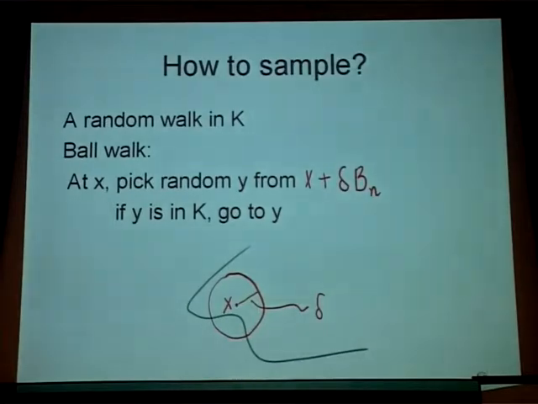So the ball walk is at a point x, you consider a ball of a fixed radius delta, and pick a point randomly in that ball. If the new point is in the set, which is exactly the type of query you can make, then you go there. If it's not, try again. Okay, so you try to take a step. If you stay in the room, you keep going. If you don't, try again.